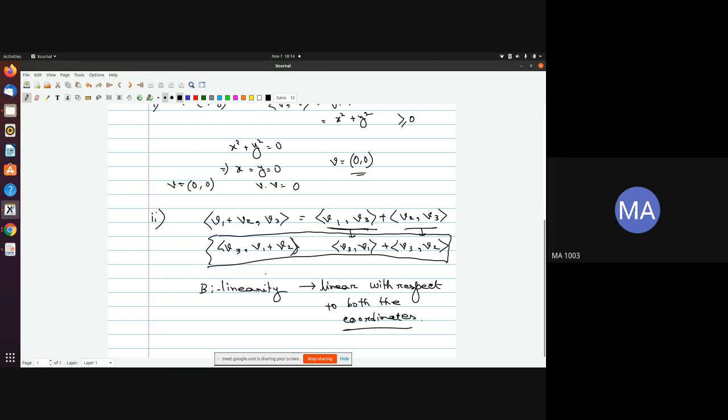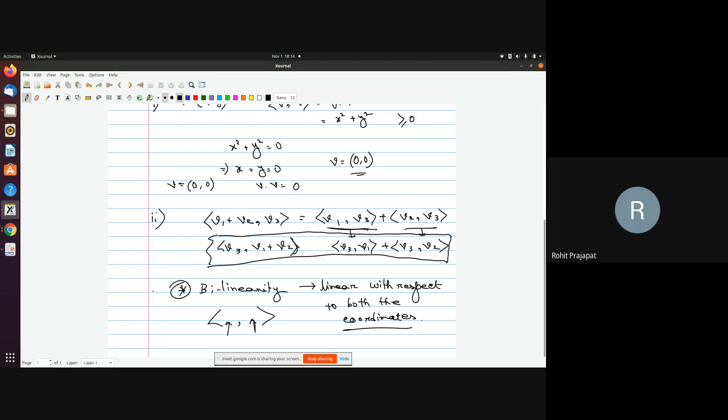So coordinates here, this is the first one, this is the second one, right? So linear with respect to both the coordinates, right? This is called the bilinearity property. So second and third together form the bilinearity property. Is it clear? And this is what bilinearity actually means. This is the definition of bilinearity: linear with respect to both the coordinates. Is it clear?